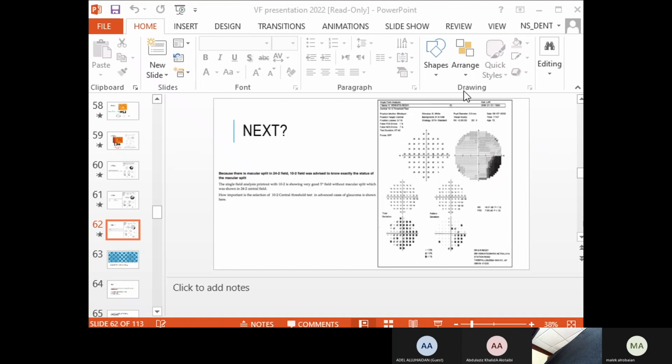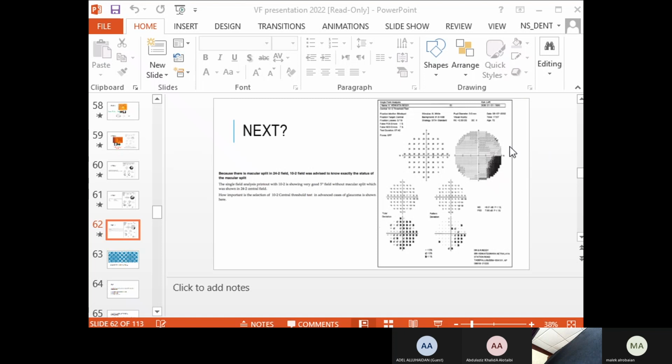I'll check the reliability and we'll see the type of the test as well. This is a CT standard test. And how about the reliability? Fixation loss is 1 out of 15. So the fixation loss is 1 out of 15 with a false positive error of 1% and false negative error of 4%, which is considered reliable.